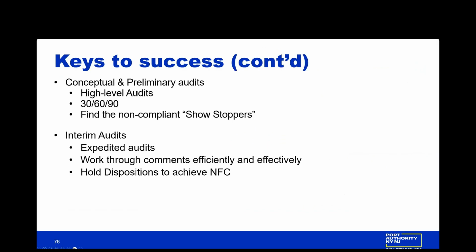This is a continuation of the concept of keys to success. We do conceptual and preliminary audits, which are very high level at 30, 60, and 90%. And what we're mostly looking for are non-compliant code showstoppers that would really have a significant impact on the design. We have a process called interim audits, which are expedited, and we work through these comments in an effective way. And with this process, we hold the dispositions to achieve an NFC, no further comments. Thank you. Next.